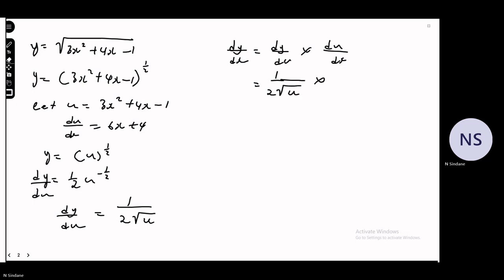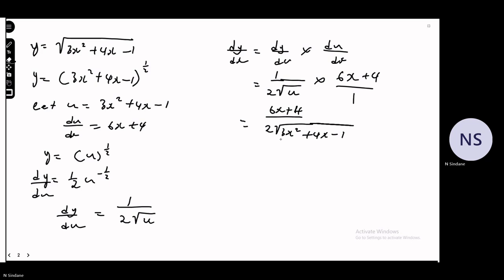This is 6x plus 4, you can say over 1. And then multiplying them, I'm going to get 1 over, okay, let's do this. When I multiply this, I'm going to get 6x plus 1 plus 4. Why am I saying 1 plus 4? Because this is 1 multiplied by this function. And then 2 root, I know what is u. U is 3x squared plus 4x minus 1.